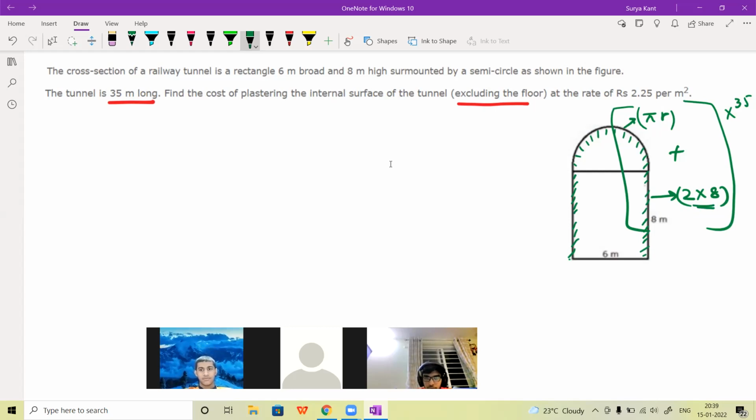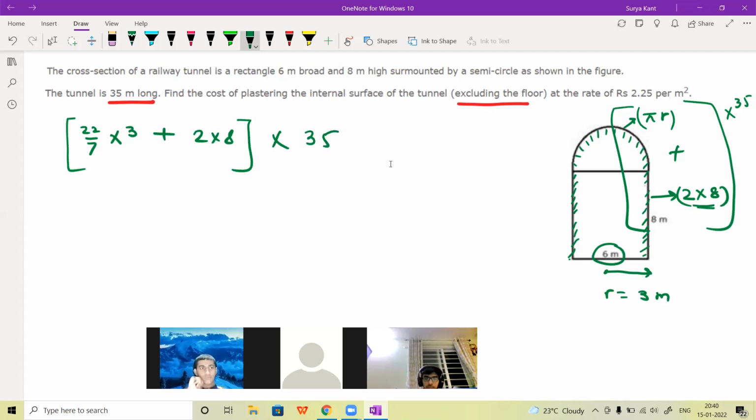Again multiplying by 35. So pi r is 22 by 7. Right, what is the radius of this? See, 6 meters is the length. So r will be from this point to this point only, no? That is 3 meters. r is equal to 3 meters. Right here 3, plus 2 into 8, and whole multiply by what? 35. See, this is a two-dimensional thing, right, children? Two-dimensional only, and the back side also we are just going to paint. So right here 66 by 7 plus 16 into 35.